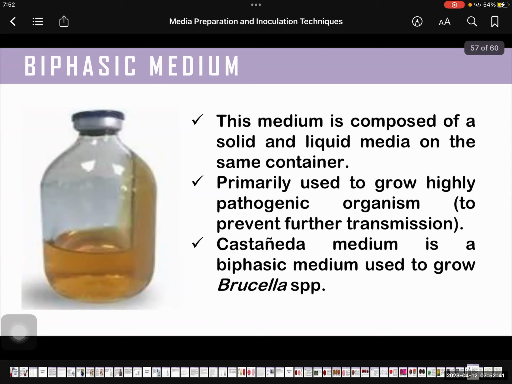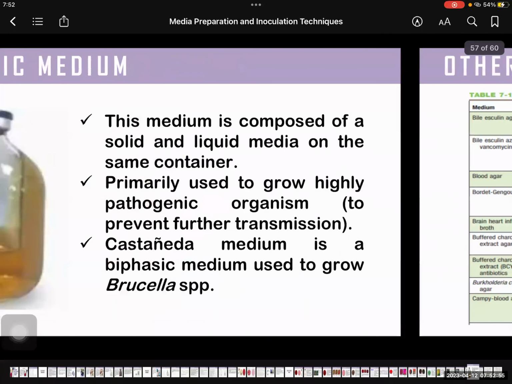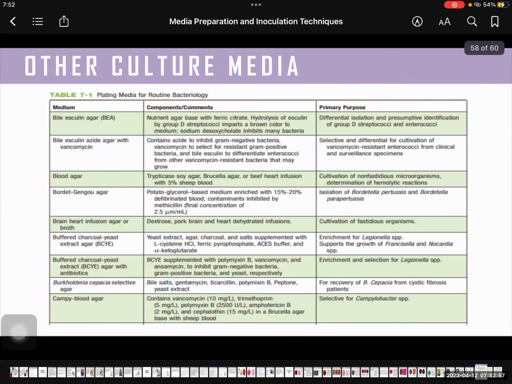Okay? So, again, the very reason why we have a biphasic medium, nandun na si solid and liquid para kung mag-inoculate ka, isa na lang. Hindi mo na kailangan mag-open ng another one to prevent the transmission of the organism. Okay, and these are the other culture media that are available, complete with their components and other comments as well as for their primary purpose.